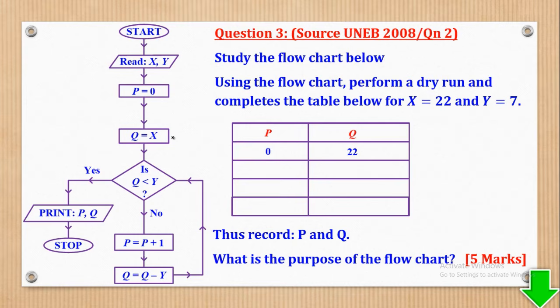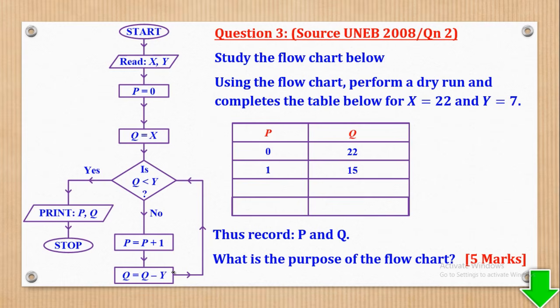From this we shall go to the decision, and the decision says, is q less than y? So we know that q is 22 and y is 7. So is 22 less than 7? No. Because it is no, the no arrow is here. So it will take us to this statement, which says you increment p by 1. So p was 0, incrementing it by 1 gives you 1. Then from this it takes us to the statement where q becomes q minus y. Now q is 22 and y is 7. Therefore 22 minus 7 is 15.